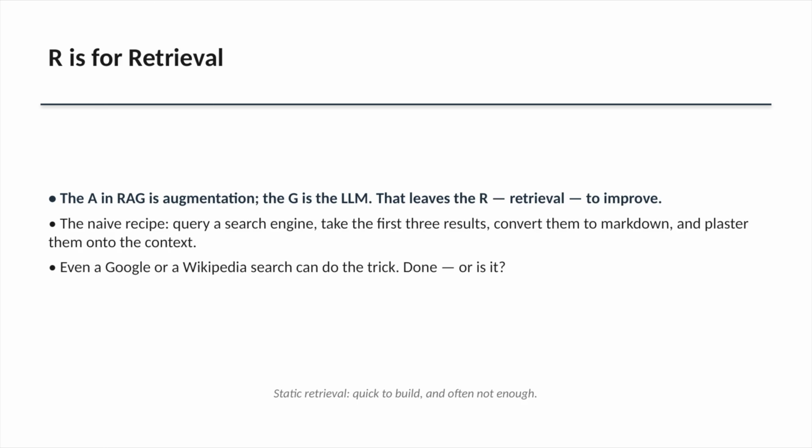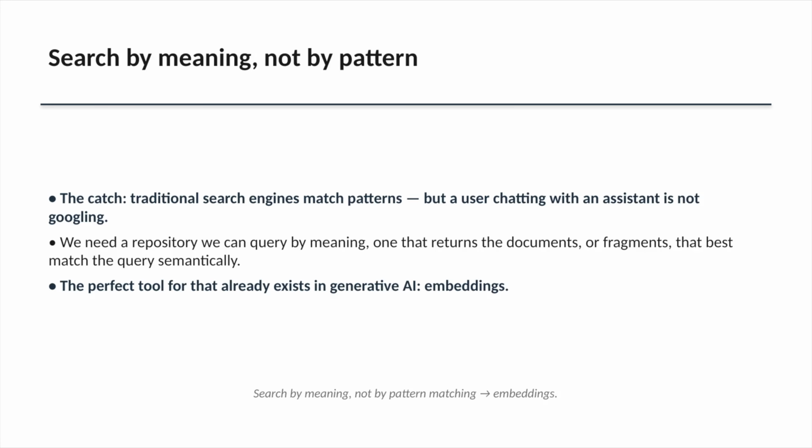A basic dynamic retrieval strategy can be pretty straightforward. If you have a repository of documents and a search engine, you can query it and retrieve the documents you find. Even Google or a Wikipedia search can do the trick. You take the first 3 results, grab the content, convert it to Markdown, and plaster it onto your context. Done. But there's a catch.